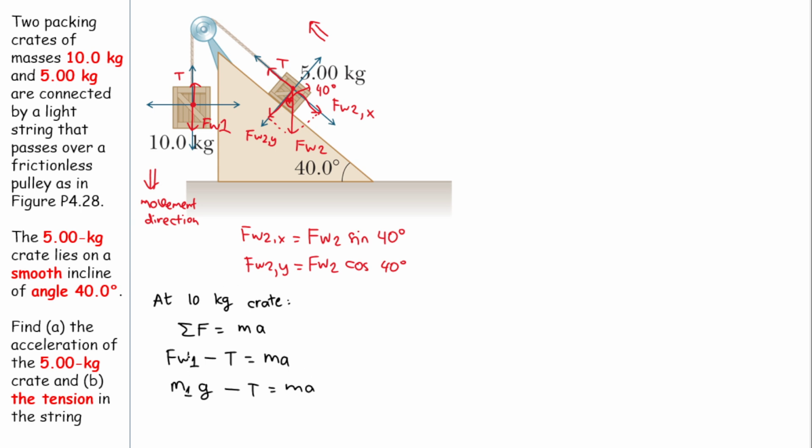Okay, now we can plug in the numerical values. We will have 10 multiplied by 9.8 and then minus the tension here, and that will equal the mass, which is 10, times the acceleration. Or we can isolate this, so we will have T plus 10A, and that will equal 9.8 multiplied by 10. That will be 98. Okay, let's have this as equation number 1. Okay, and now let's move on to the 5 kilogram crate.